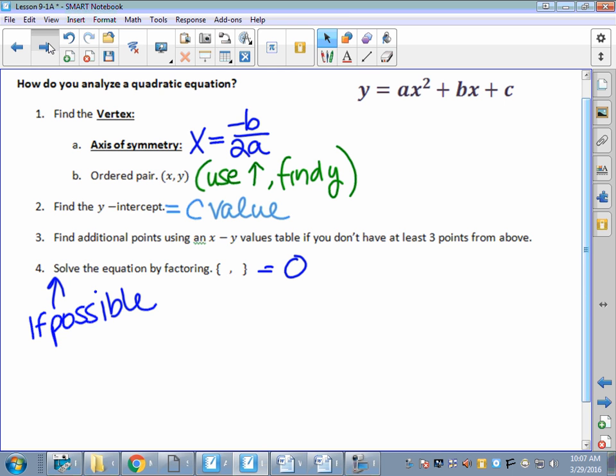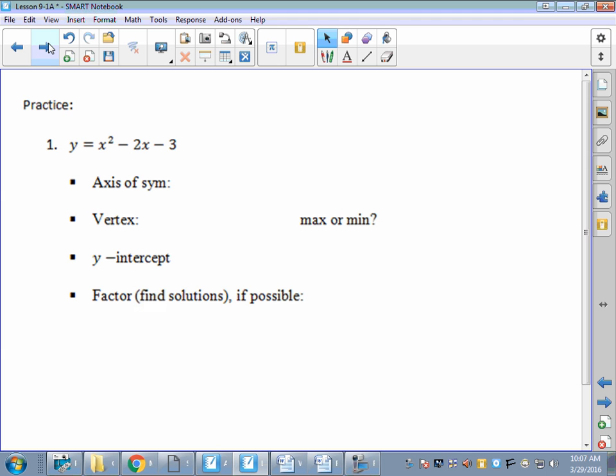All right, so let's do a couple practice problems. Number 1, I've got y equals x squared minus 2x minus 3. Notice that's in standard form. My x squared is first, my number is last.